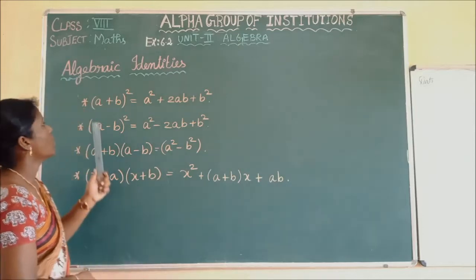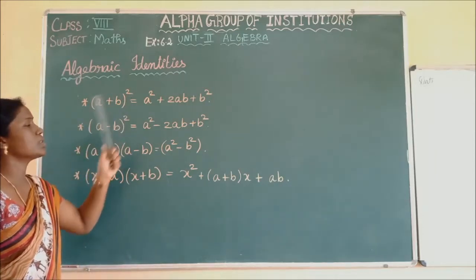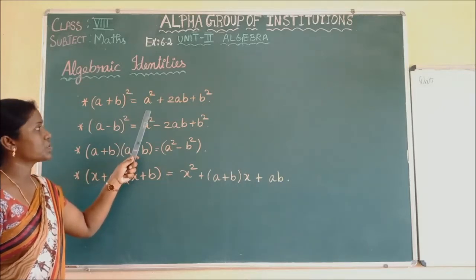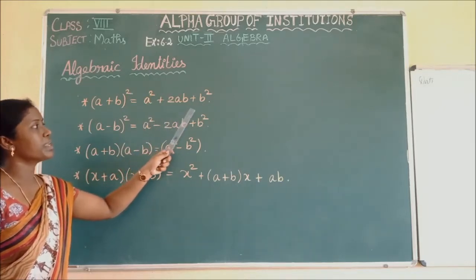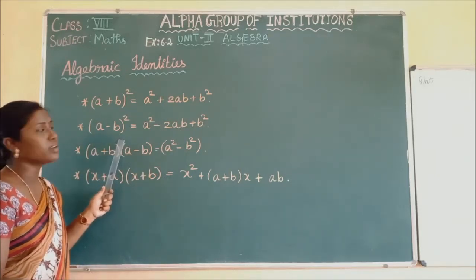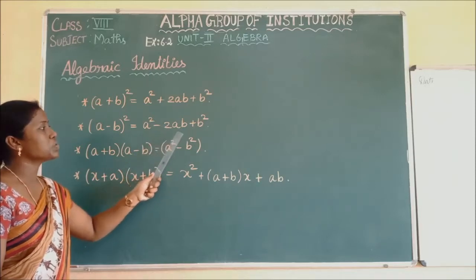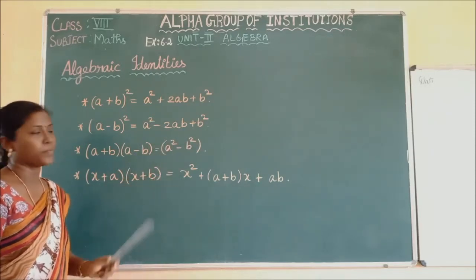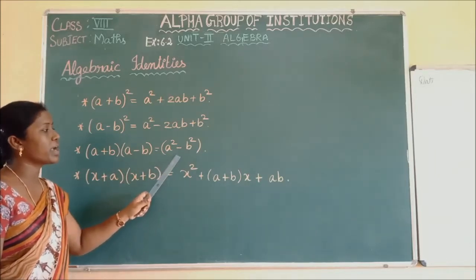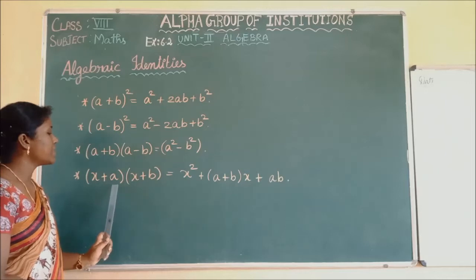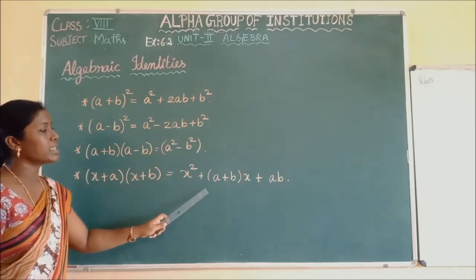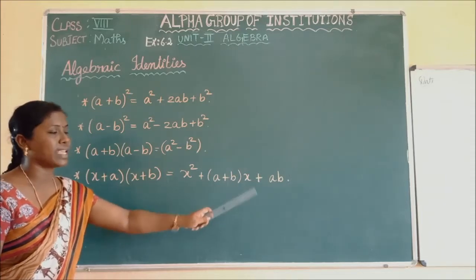Okay, what is the first identity? A plus b whole square. A plus b whole square is equal to a square plus 2ab plus b square. Likewise, the next identity: a minus b whole square is a square minus 2ab plus b square, and a plus b into a minus b is equal to a square minus b square. Then x plus a into x plus b, the expansion is x square plus a plus b into x plus ab.